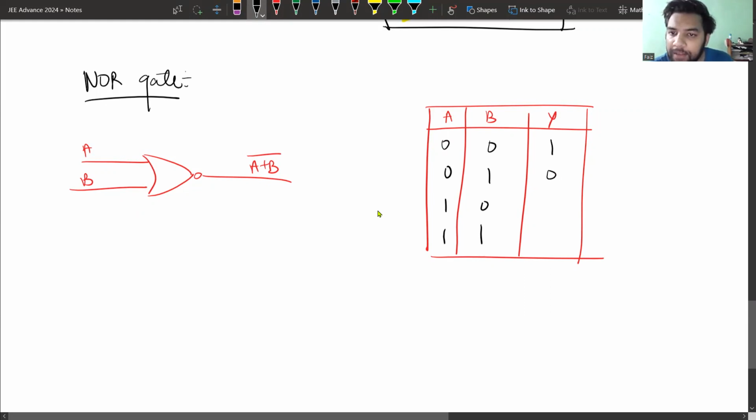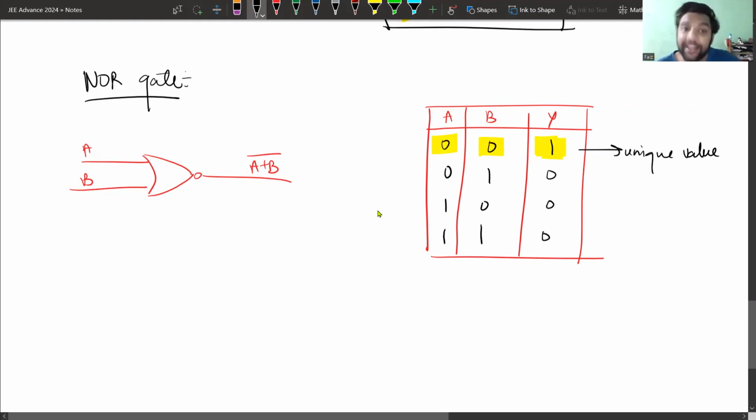1 plus 0 is 1, invert, 0. 1 plus 1 is again 1 for binary, and inverted 0. So which one is the unique value? I can see this one is the unique value, right? This one is the unique value.